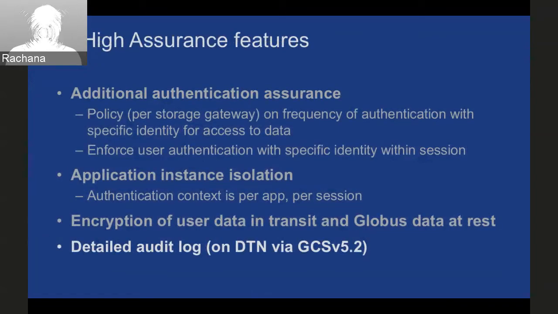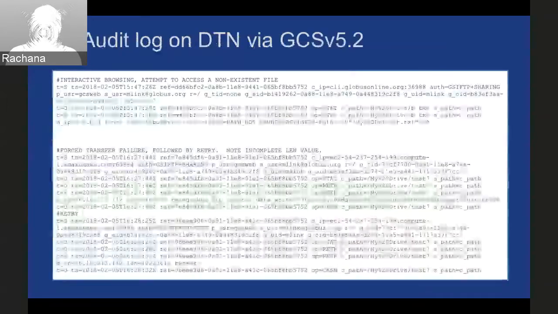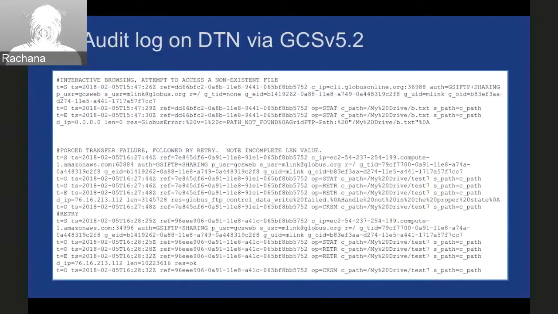And then the last one is detailed audit logs. So if you go look at your data transfer node that is running 5.2, for any high assurance collection access, you will see very detailed logs that let you reconstruct everything that happened, how access was granted, which data was accessed, and so on. So there's sufficient information on your DTN for you to reconstruct all of this.